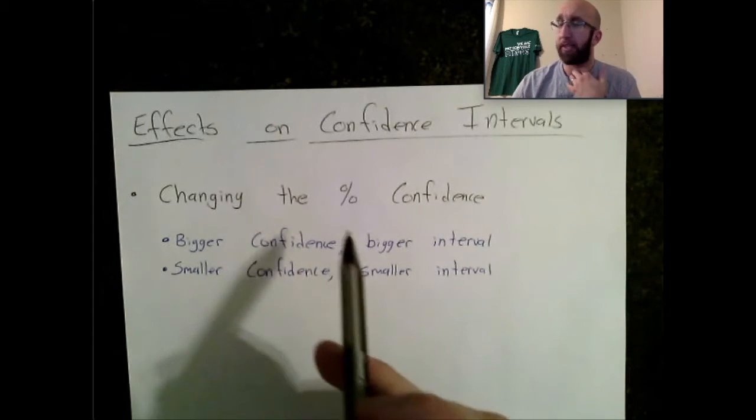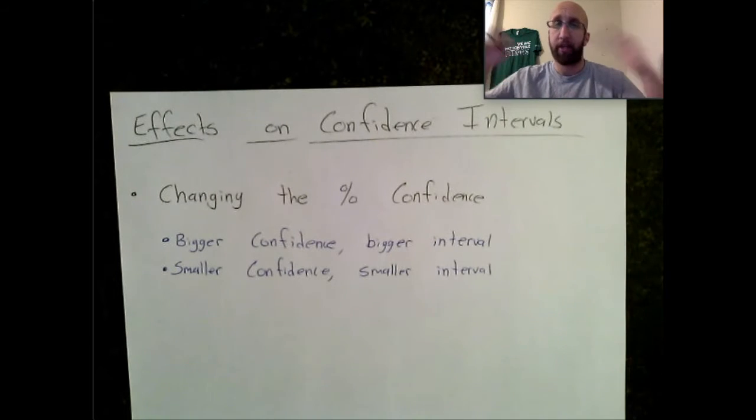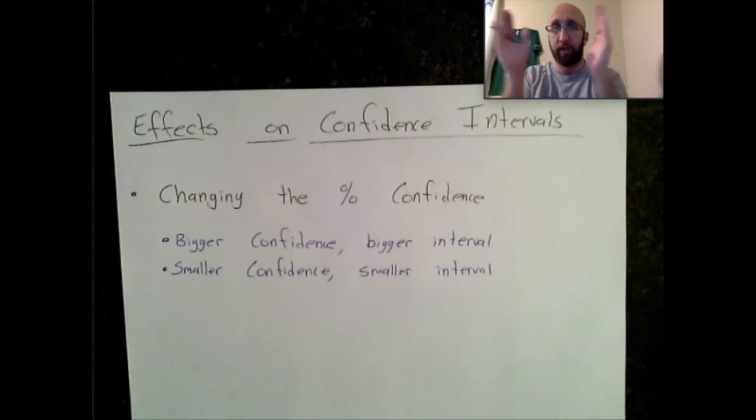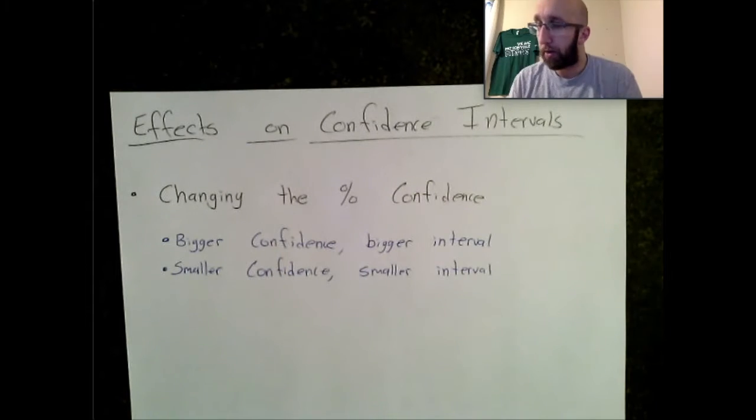So percent confidence: you increase your confidence, you're going to increase the size of your interval. So your interval is going to get wider, okay? Margin of error is going to get bigger. You decrease your confidence, interval is going to get smaller. Your margin of error is going to get smaller.